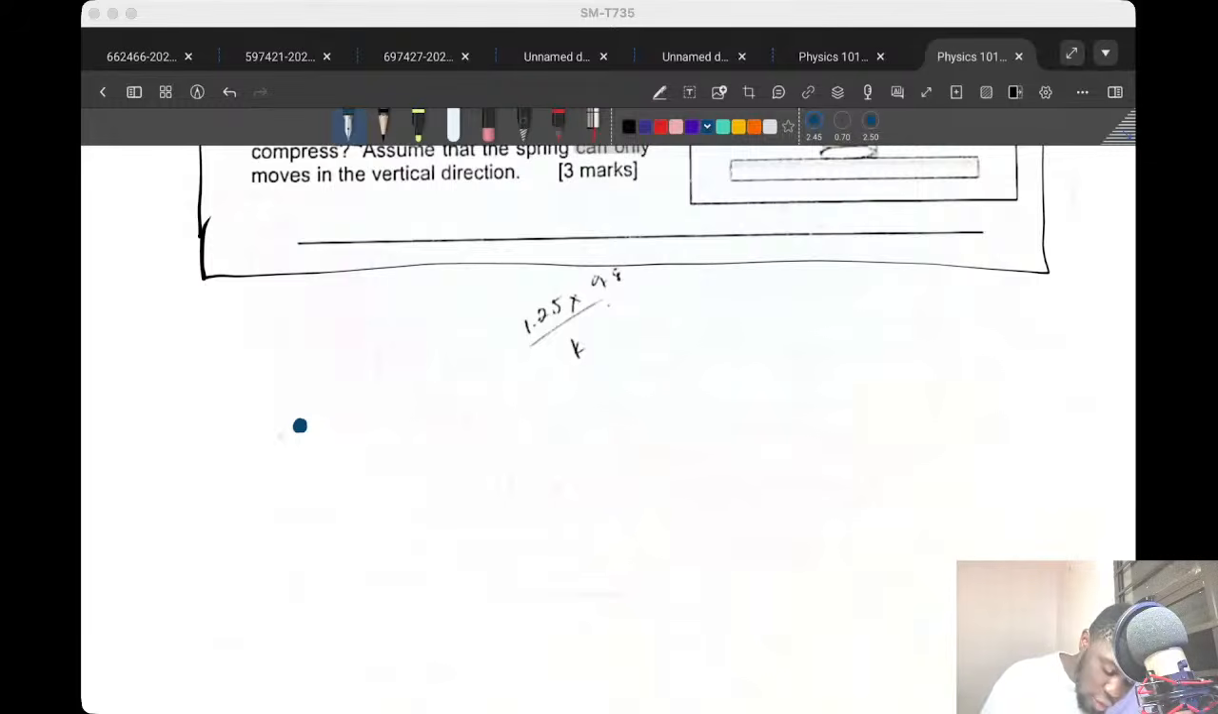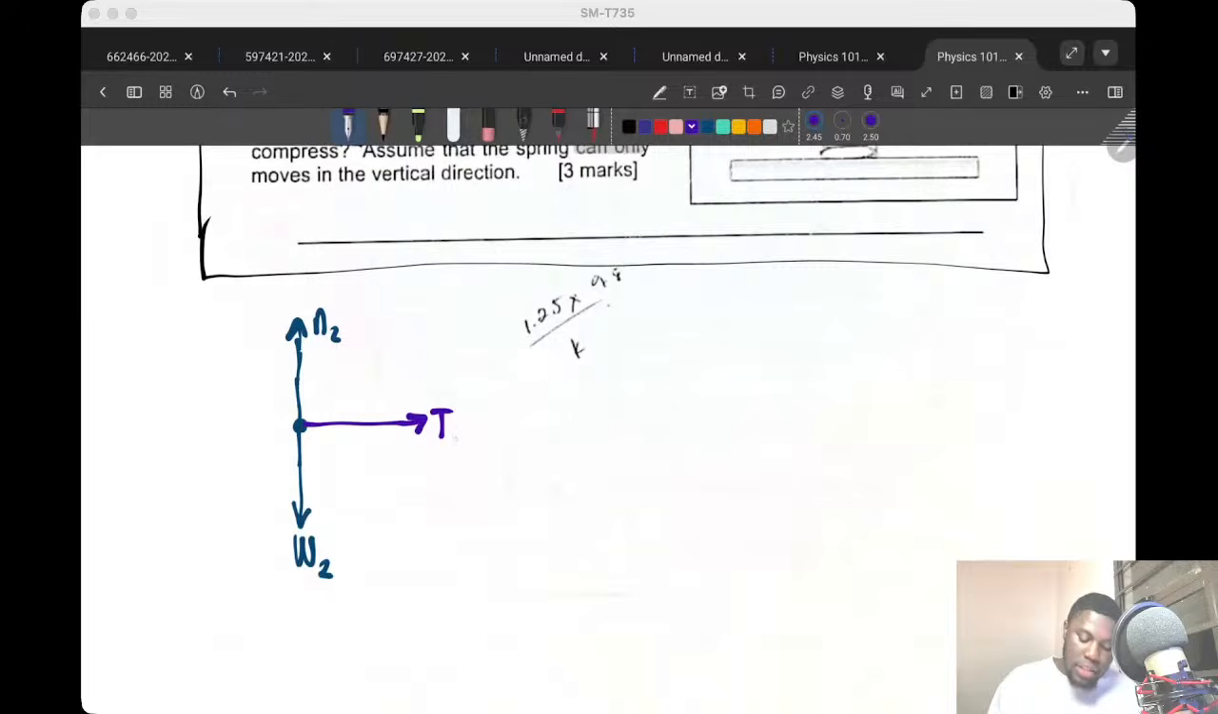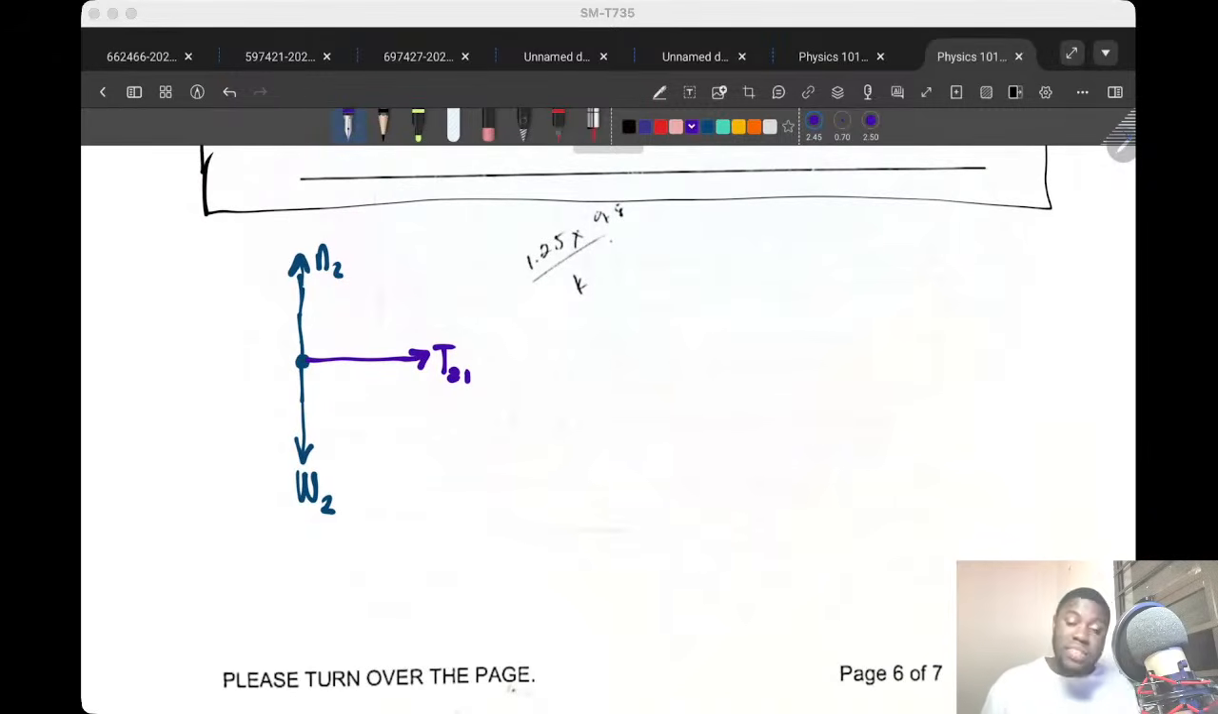So in here we know that this object has a weight, facing down. Weight of object number 2. Then we know that it has a normal force, so there's going to be the normal force of object number 2. But we do know that it has a force here, which we'll call tension. We can call it tension in rope 2-1, whatever. Now, this is going to be very interesting because these are the forces. There is no friction, so there is no other horizontal force. Now, this is for the 2 kg object.